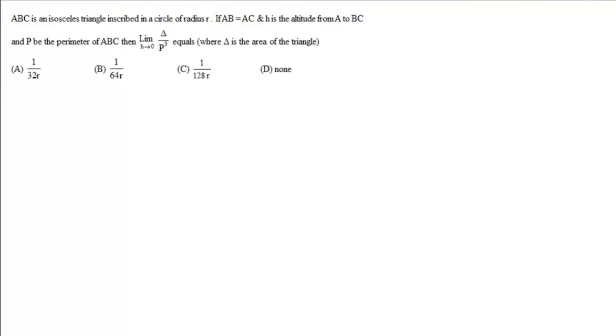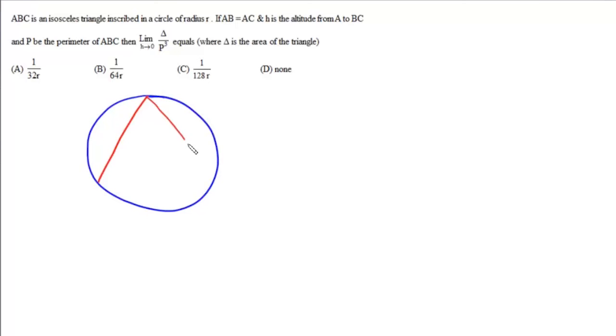Now here the question is, ABC is an isosceles triangle inscribed in a circle of radius r. So we have this circle of radius r, and then we have an isosceles triangle inscribed in it. So this is A, B, C, with AB equals AC. If h is the altitude from A to BC, of length h, and P is the perimeter of ABC, we need to find the limit h tends to 0 of delta upon P cube, where delta is the area of this triangle.